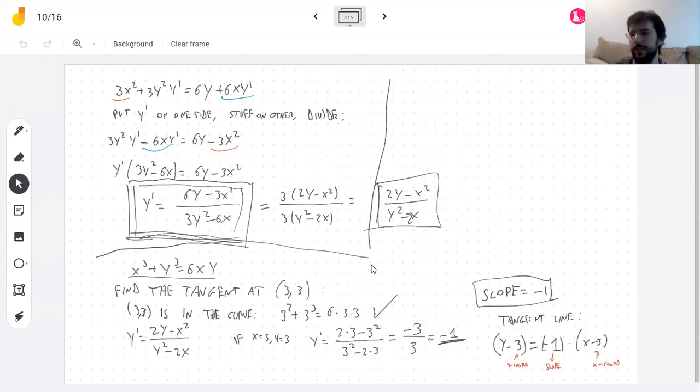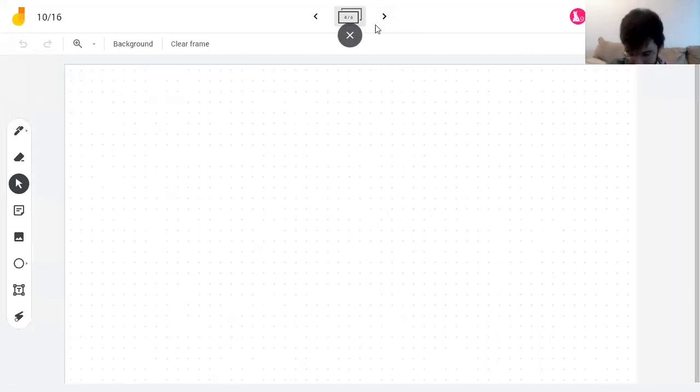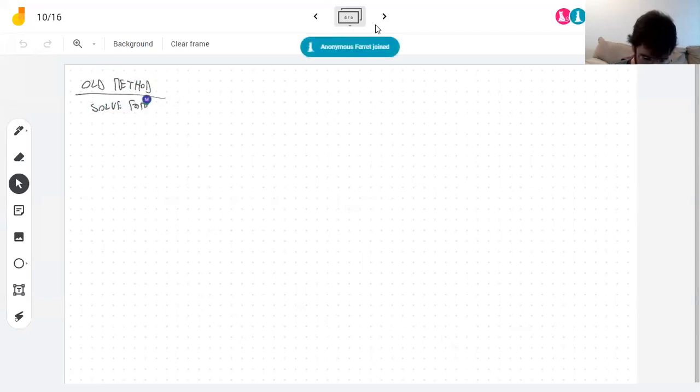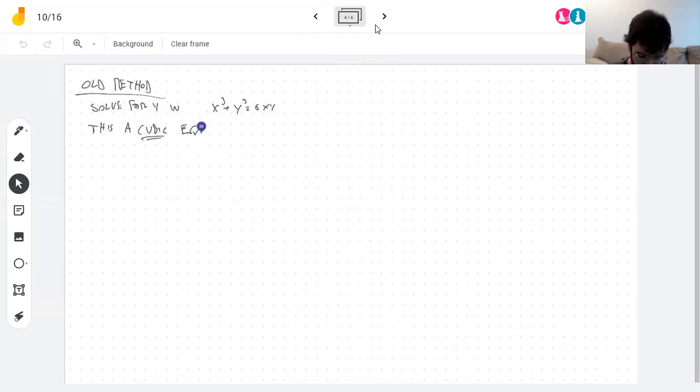So let me remark, I think this is interesting, talking about how this would go if I had to solve this. What do I call it? The old method, the method we would have used before yesterday, which is solving and then taking the derivative. Solving for y in the equation x cubed plus y cubed equals 6xy. So you know a quadratic formula, but this is a cubic equation because there's a y cubed in there. So the degree is 3.